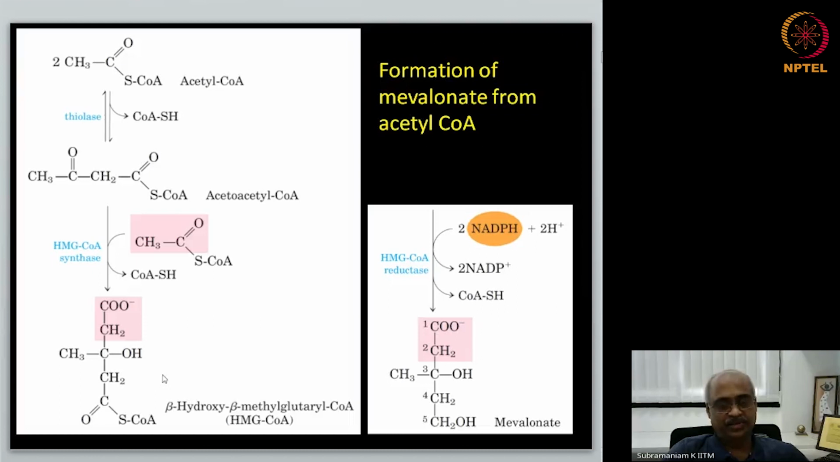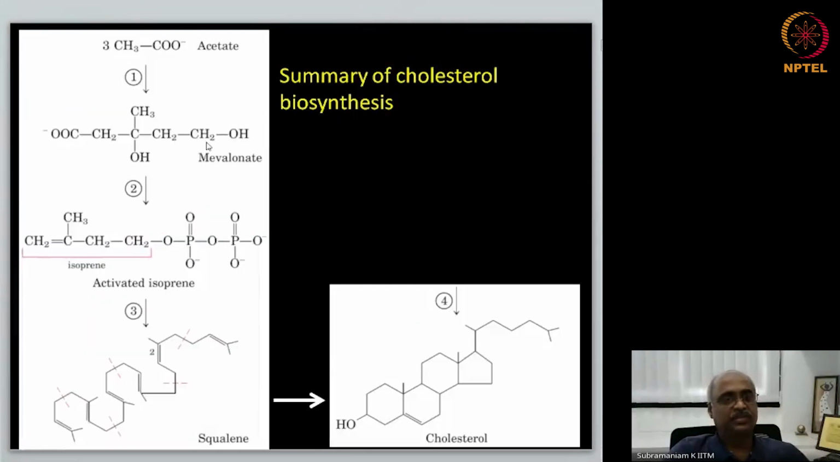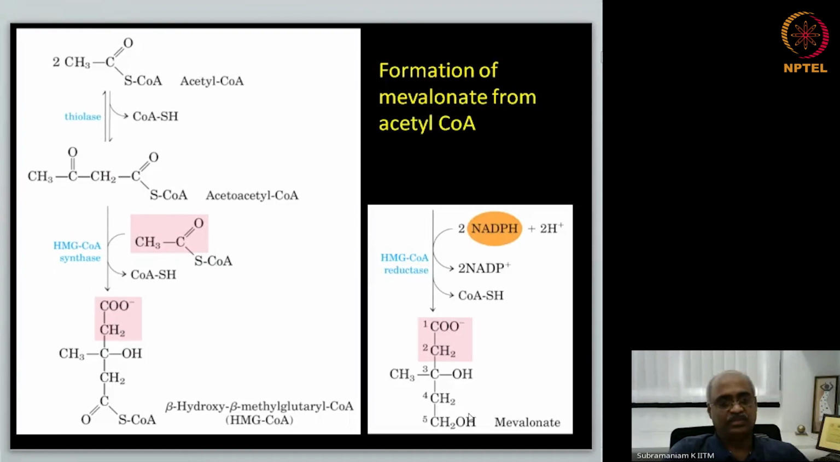Then HMG-CoA reductase reduces this carboxylic acid group into an alcohol group, and that is mevalonate. That reduction consumes NADPH, and this thioester is also released, and then you have mevalonic acid. So this is the production of mevalonic acid, the step 1 in this. Acetate to mevalonate, step 1.